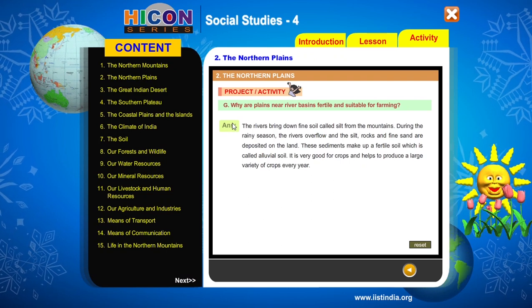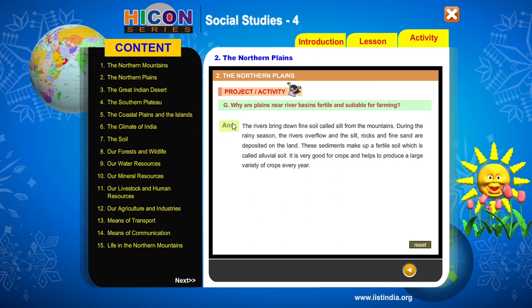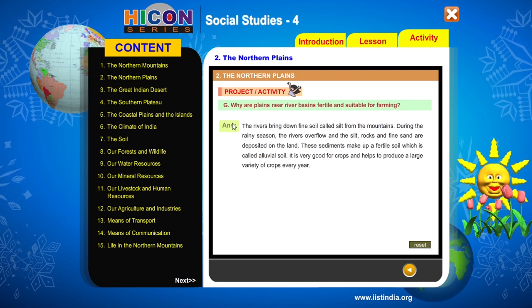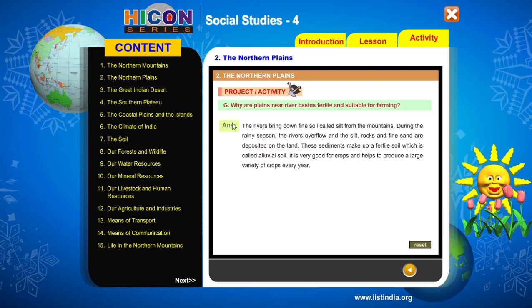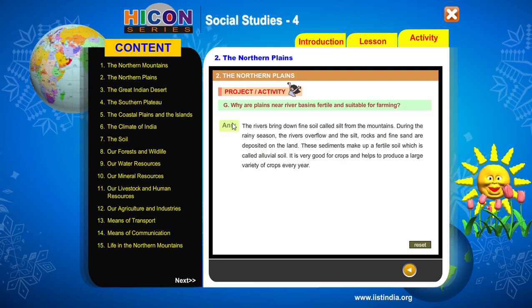Fine, children, that is for the lesson, the northern plains, right? So you can read the questions, the lesson, and the activities and the question parts in the PDF, which is also there along with this lesson.